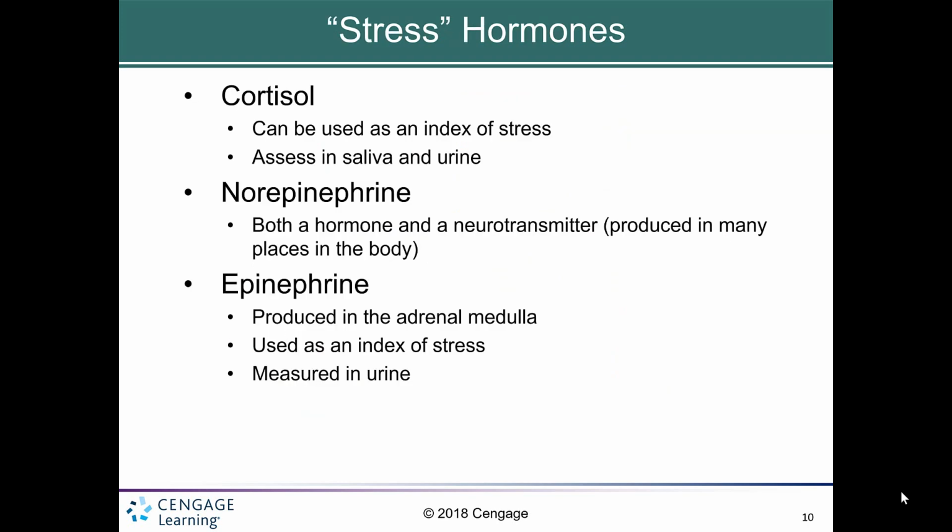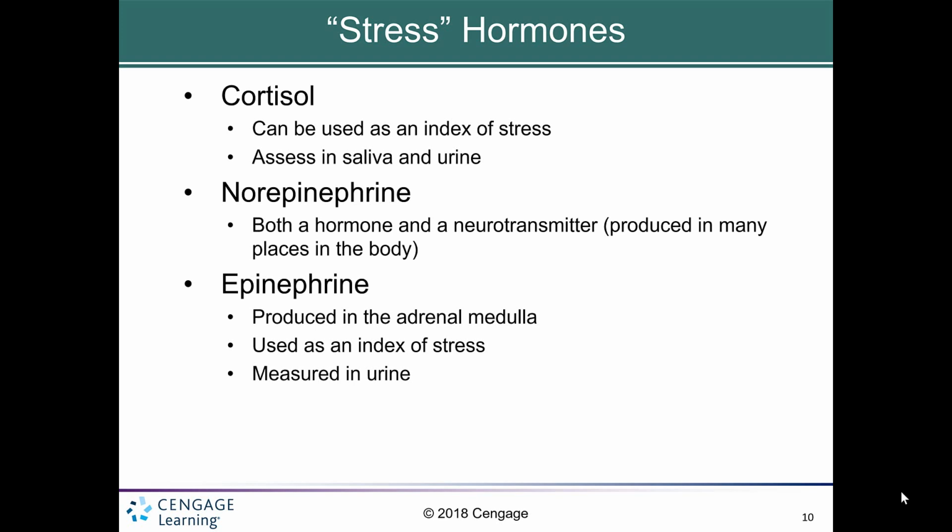The adrenocortical response occurs when ACTH from the pituitary stimulates the adrenal cortex to secrete glucocorticoids, the most important of which is cortisol. The adrenomedullary response occurs when the sympathetic nervous system activates the adrenal medulla and secretes epinephrine and norepinephrine. These hormones are used in physiological measures of stress. In other words, they directly assess aspects of the body's physical stress response.